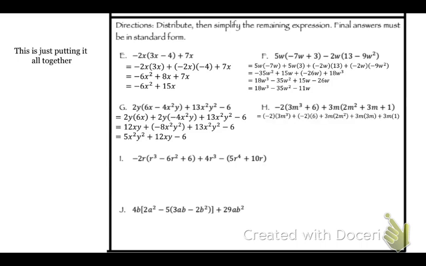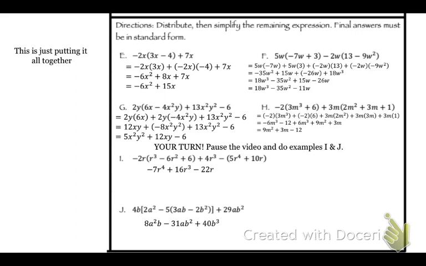For H, distribute that negative 2 in, and negative 2 times 3m cubed is negative 6m cubed. Negative 2 times 6 is negative 12. And then 3m times 2m squared is 6m cubed. 3m times 3m is 9m squared. 3m times 1 is 3m. And then combine like terms, and you get 9m squared plus 3m minus 12.